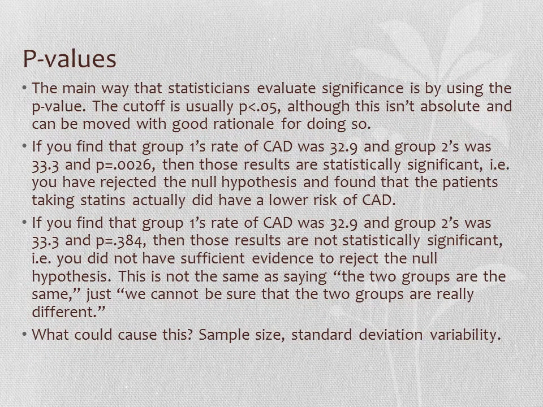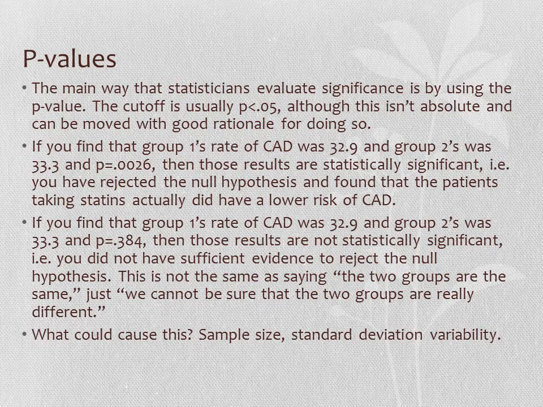So p-values, the main way that statisticians evaluate whether something is statistically significant, is they do statistical tests on it, and those statistical tests result in a p-value, which we'll talk about more in a few slides. The cutoff for the p-value, meaning is it statistically significant or not, is usually 0.05, meaning if the p is less than 0.05, it is statistically significant. Now, in some studies, you can change the cutoff to like 0.1 or something, but conventionally 0.05 is used.